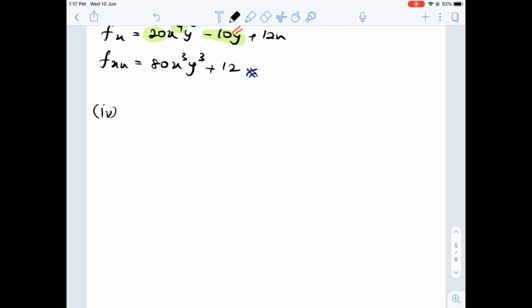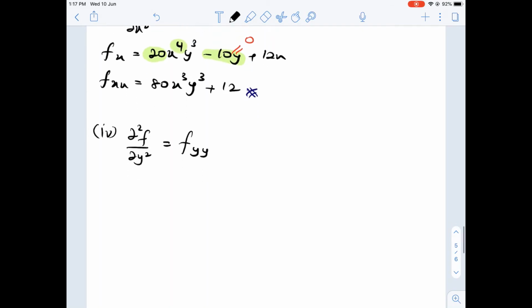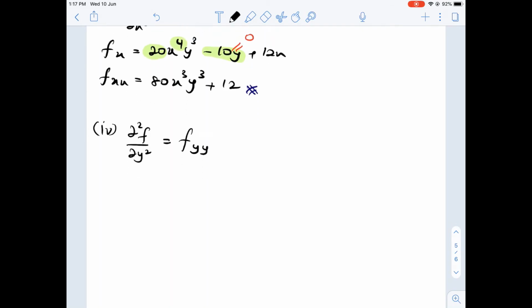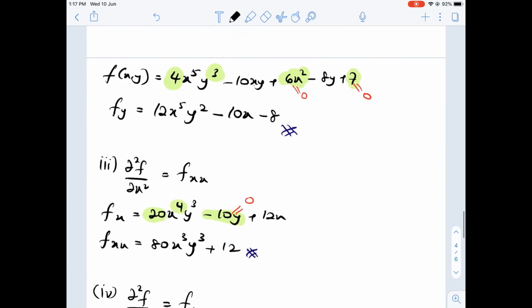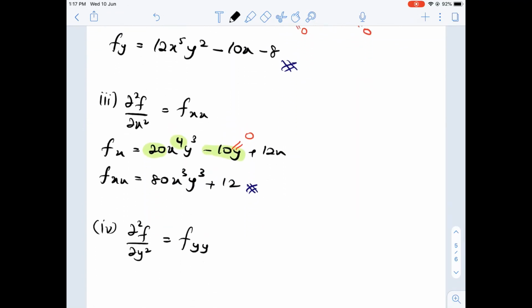Question number 4 is we need to find del squared f, del y squared, or we can also rewrite this as f subscript yy. So we differentiate fy again with respect to y. We will take the fy from previously.